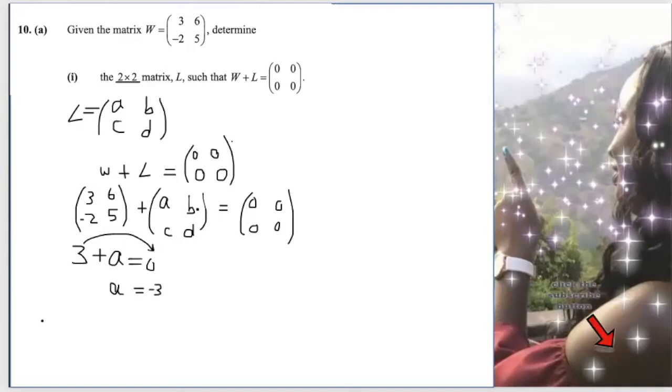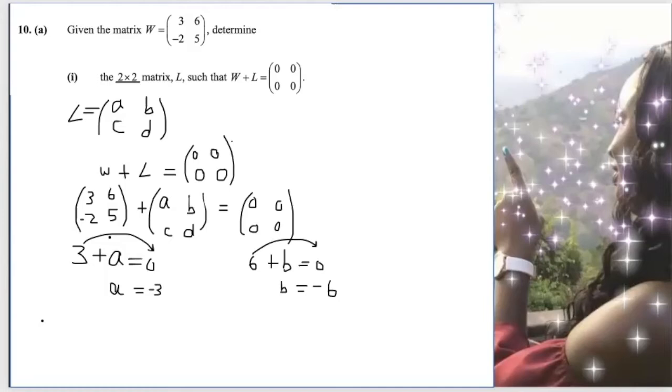Now it's the same concept. When I add 6 plus B, I should get 0. So we add the same positions and it should give us 0. So here I have an equation I can go ahead and solve. So carry the 6 over the equal sign. So B is equal to negative 6.